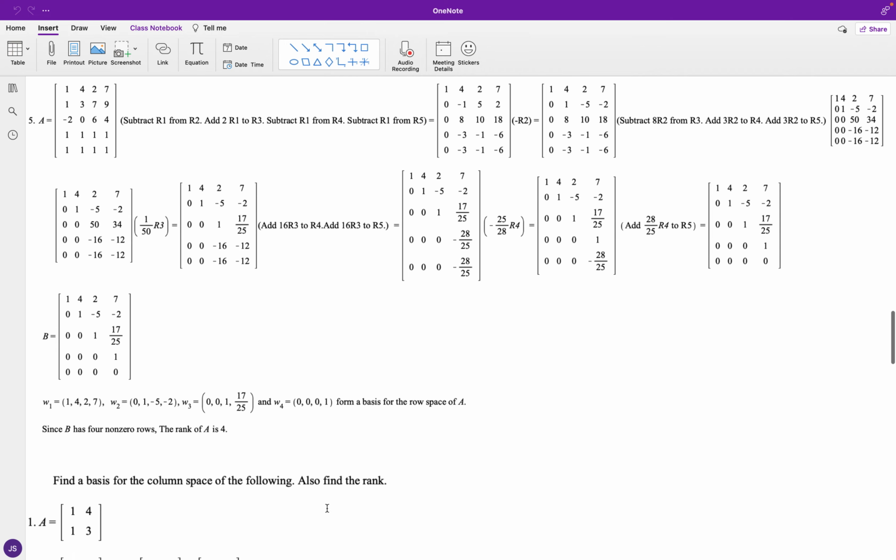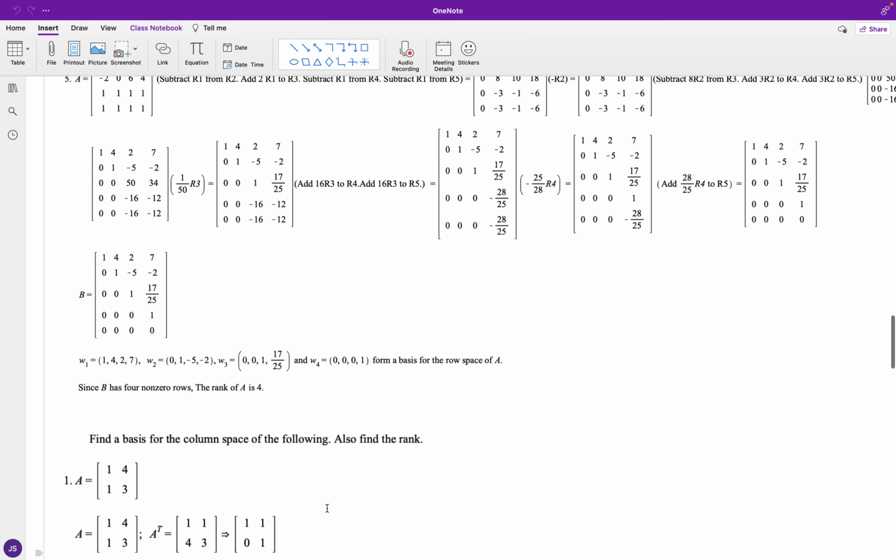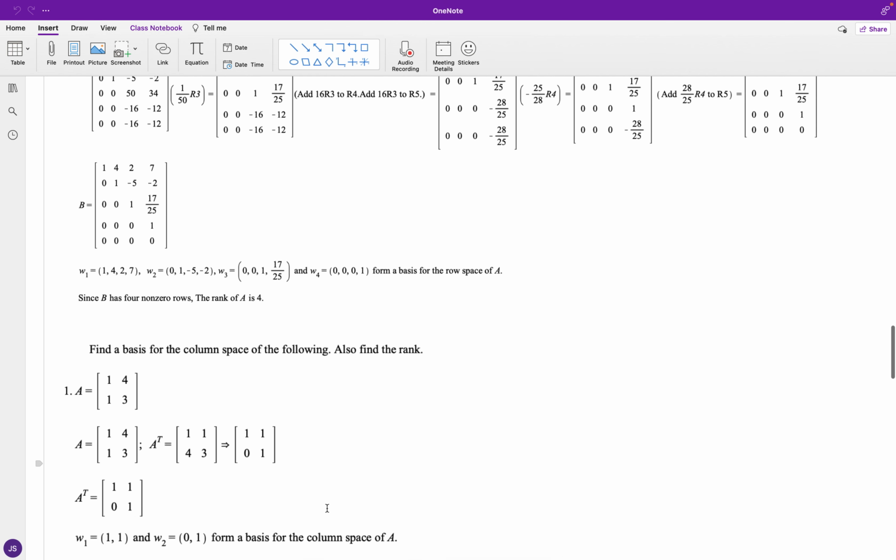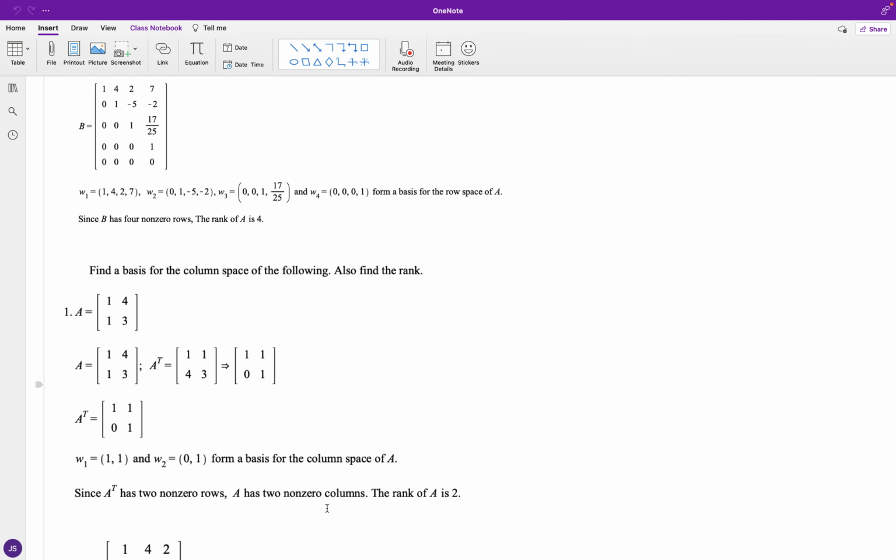Now for what we have regarding column space, it says to find a basis for the column space of the following and to also find the rank. Now what we're going to do here, instead of going through all the steps, is go through the same 5 matrices, but looking for the column space and finding the rank, which, at least with the rank, you're going to have history repeat itself. So again, we start out with A, the same 2x2 matrix, but an approach to finding the column space is to take the transpose of A and put it in reduced echelon form, or row echelon form, I should say.